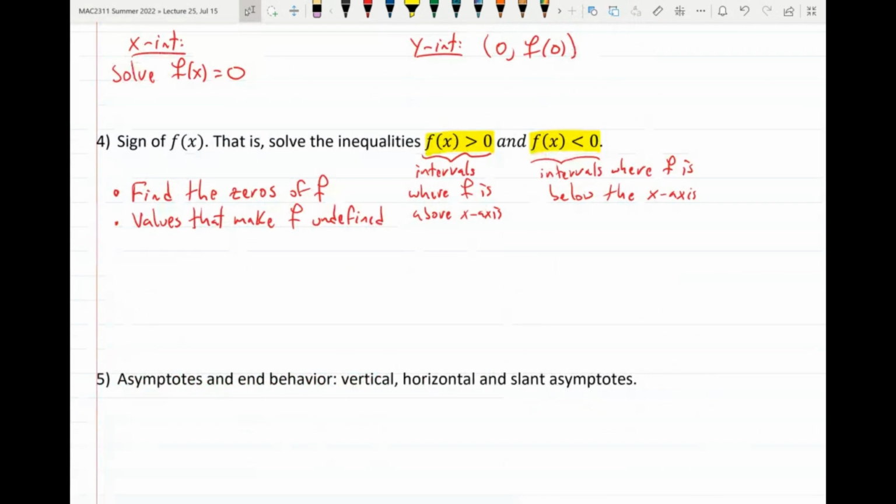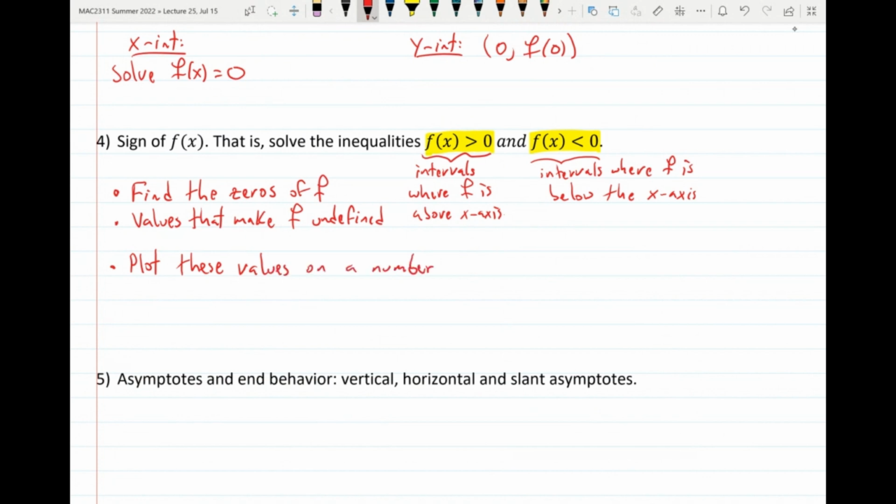Okay. And then once you have these numbers, what is it that you do? You plot them in a line, right? So plot these values on a number line, and test the sign of f in each interval.